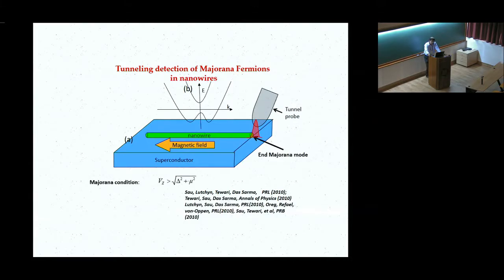The critical magnetic field is actually important for my talk. So the critical magnetic field, or critical Zeeman field, V_Zeeman, has to be greater than the square root of delta squared plus mu squared, where delta is the proximity induced superconducting gap in the nanowire, and mu is the chemical potential in the nanowire. By that I mean it's the chemical potential measured from the bottom of the band. So it's from here. So this is mu.